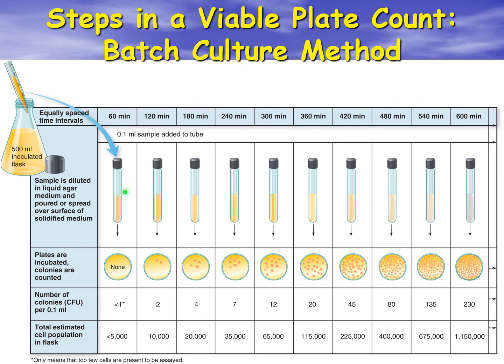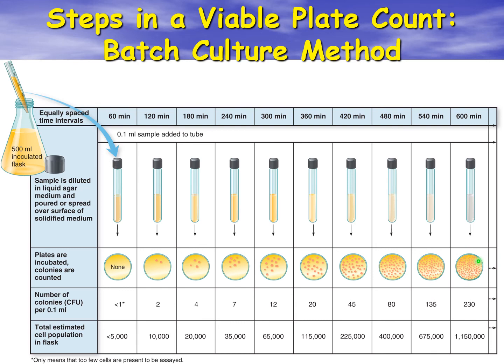So when we start here at 60 minutes and we took a sample, we got none or one colony forming unit. Well, we know by mathematical equations, because of the logarithmic growth, that we have less than 500 cells then in this particular flask. But as we go further along and take samples, that exponential growth, you'll see that at 2 hours, now we have 2 colony forming units, and then 4 and 7 and 12, and it goes out here to 230.